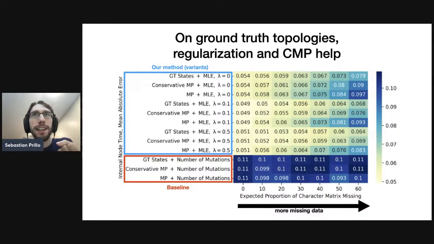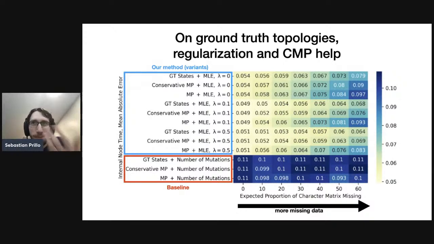But as you start cranking up the missing data, as I showed you before in our simulations, that's when maximum parsimony starts going wrong. And that's where you can see that using conservative maximum parsimony is a lot better than just using maximum parsimony. And the more missing data you have, the bigger the effect is. Suppose that you have 40% missing data and you're using lambda 0.1, then naive maximum parsimony gets you a mean absolute error of 7.3, and ground truth states is 6, and conservative MP closes the gap about 2/3 of the way. It's 6.4. I think this is really cool. So that's about the ancestral states choice. And then regarding regularization, you will see that using some amount of regularization also seems to help compared to no regularization at all.